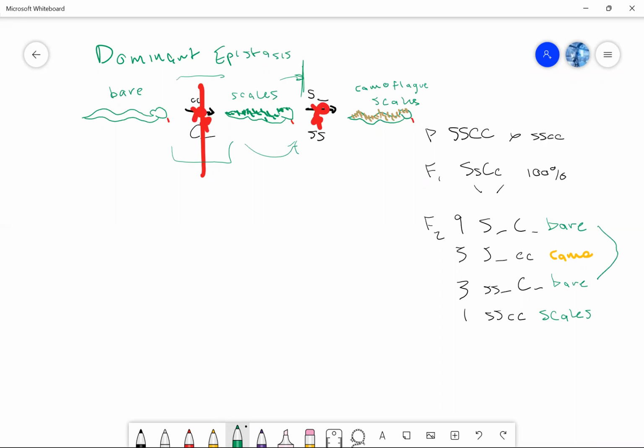And so we can once again compare these phenotypes that we see from the crosses of our genotype. And we see that 9 plus 3 of them are bare. 9 plus 3 is 12. And then we have 3 that are camo. And then 1 that has regular scales. And so this is the very recognizable ratio of a dominant epistasis event that is the result of a cross between 2 true breeding individuals, and the resulting test cross, of course.